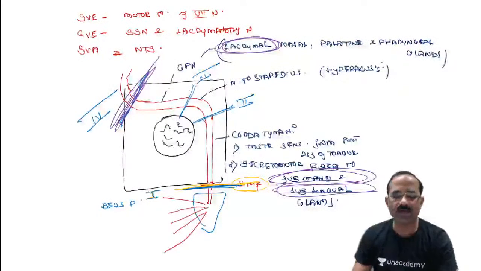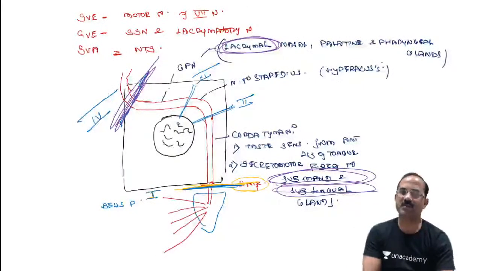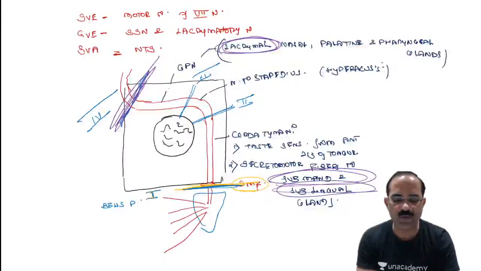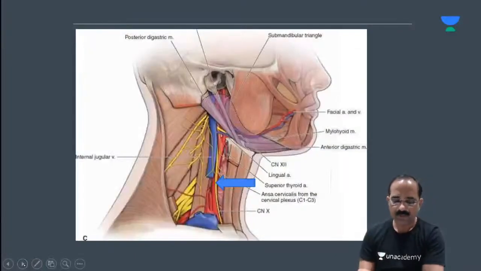Perfect. So crocodile tears involve which 2 glands? The lacrimal and the submandibular glands. Crocodile tears involve the lacrimal and the submandibular glands. So that's it. I've told you the entire facial nerve in short.